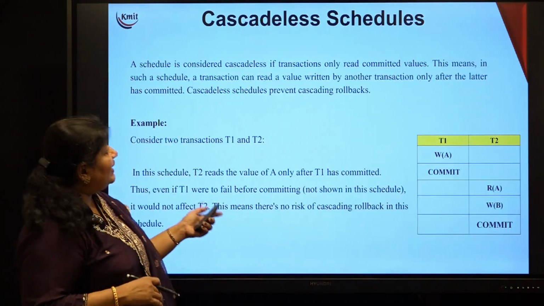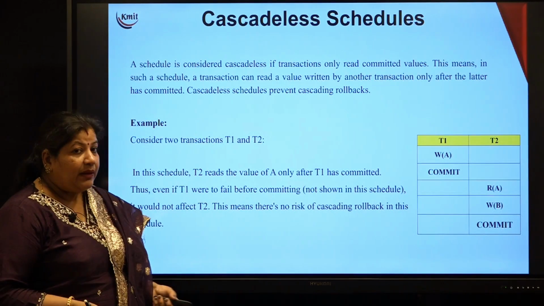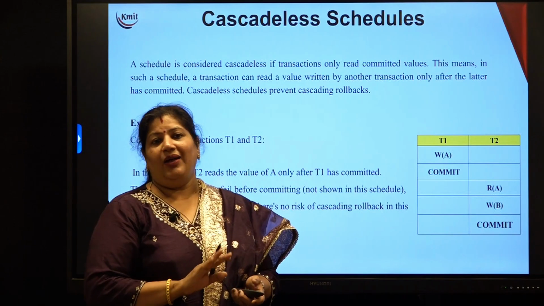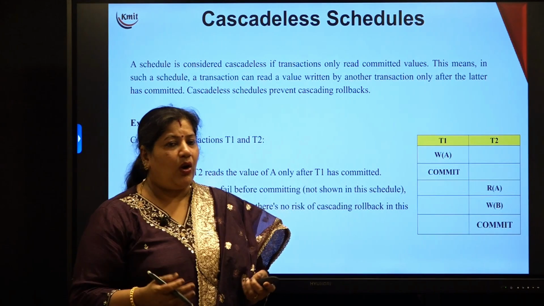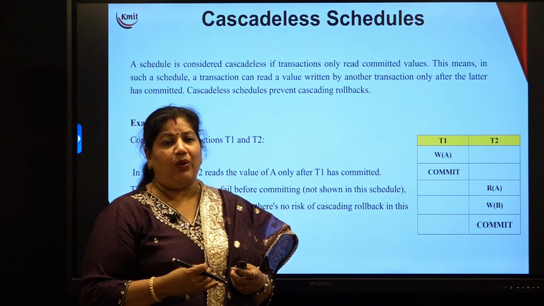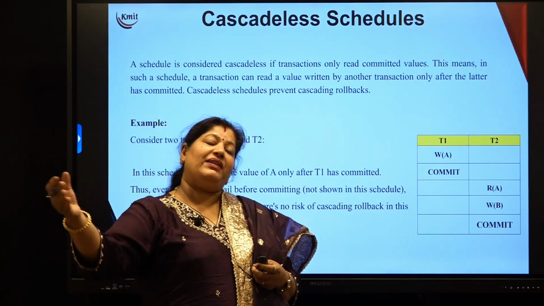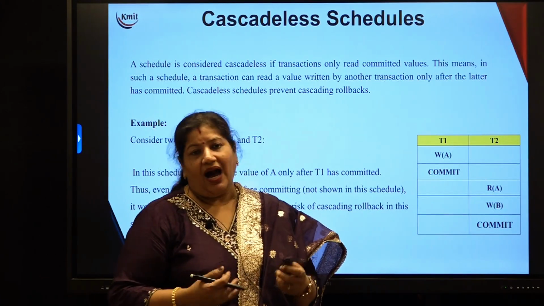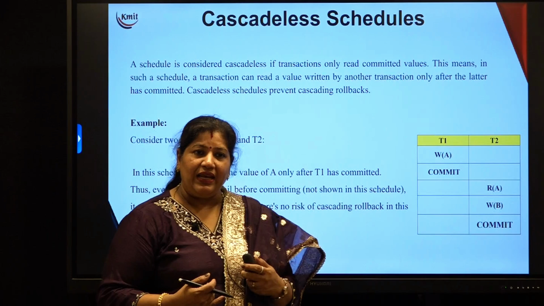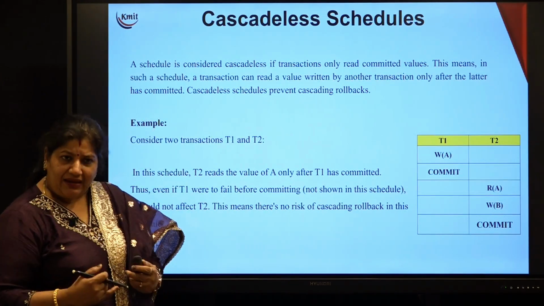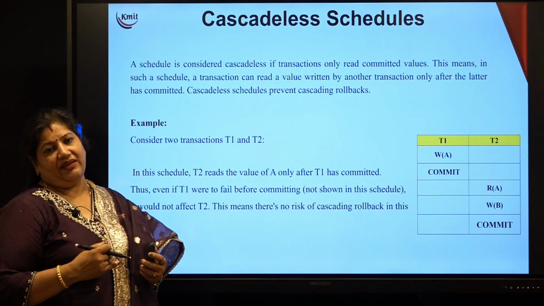We have cascadeless schedules. That means you will be reading only committed data, no dirty reads. Then automatically, if any particular transaction rolls back, you need not roll back the dependent transaction which has read, because it has read only after commit. A committed transaction cannot fail. So it is in between that failure may happen. So only that transaction fails, only that gets rolled back.